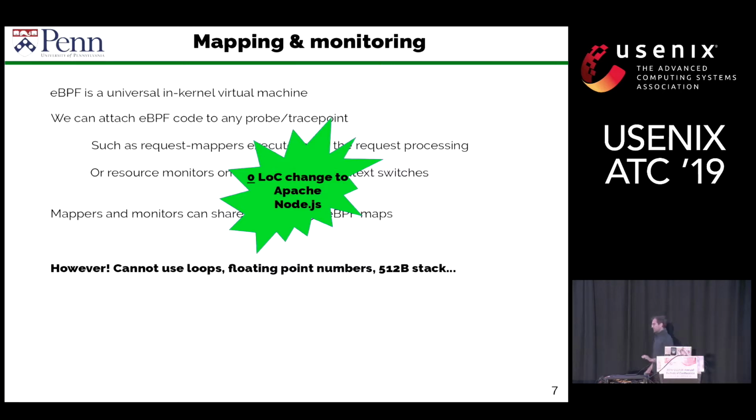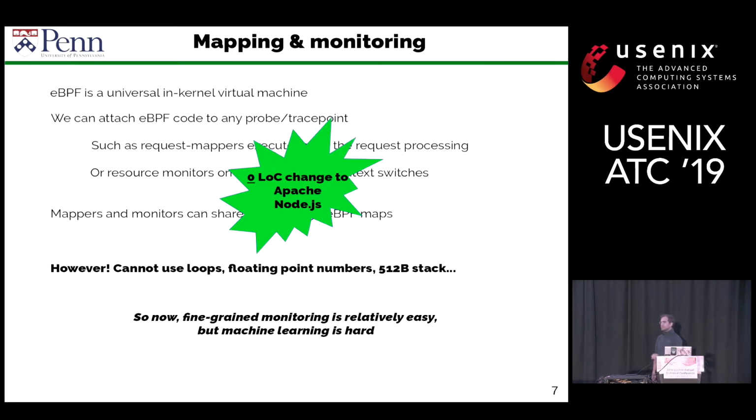However, eBPF comes with a bunch of limitations in order to protect the kernel. It seems that either you love eBPF for what it allows you to do, or you hate it if you are a security professional, for other reasons. So you cannot use loops. You cannot use floating point numbers. You have a 512 byte stack for each of your functions, and a bunch of other limitations. But I'm just going to mention those right now.